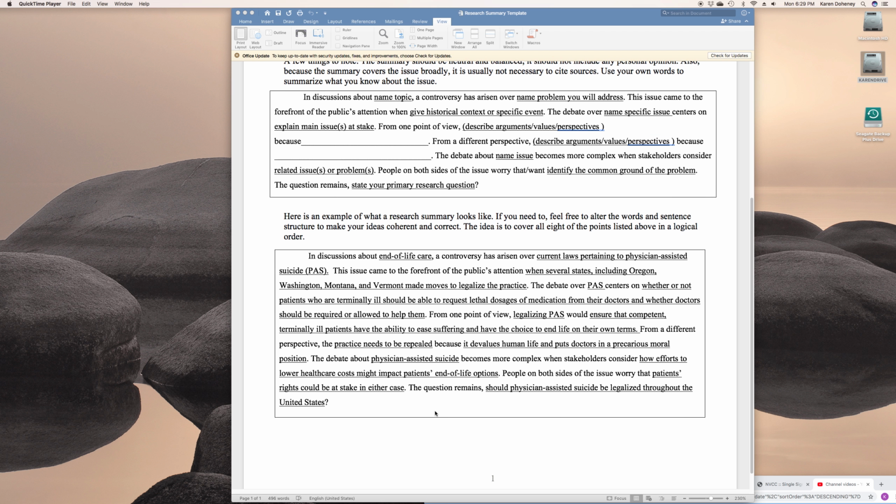Okay, so remember, this will be the introduction of your research, of your project proposal, and you will put your own information in here about your research that you got from your CQ Researcher report.